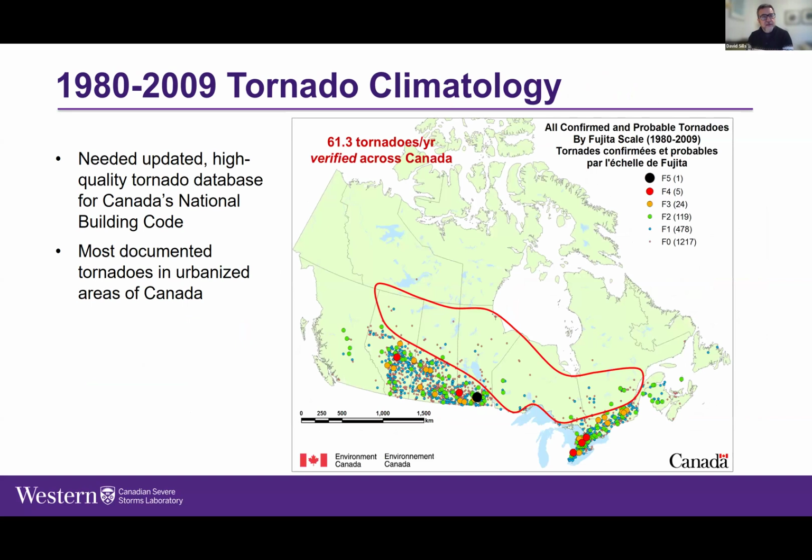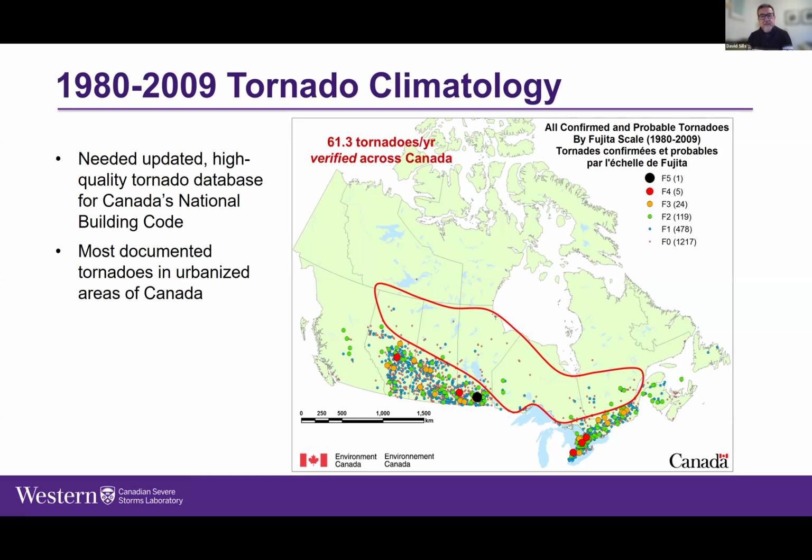Then we came up with a new 30-year database, starting where Newark left off. So this is 1980 to 2009. And the whole reason behind doing this was to come up with an idea of where tornado-prone areas are in Canada, and that was for Canada's National Building Code. It needed to know where tornado-prone areas were in Canada.